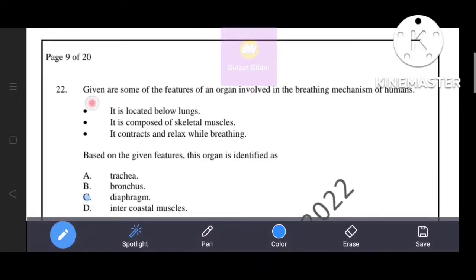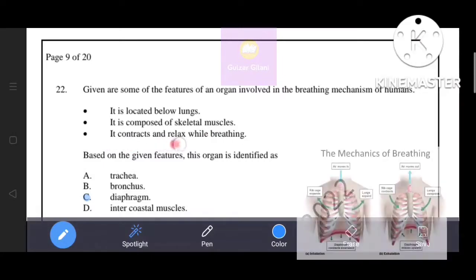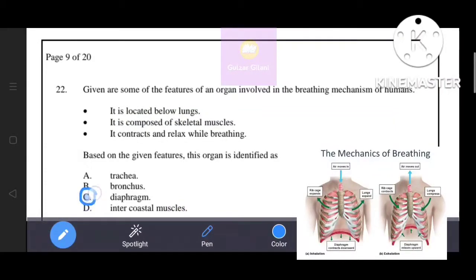Next question. Given are some of the features of an organ involved in the breathing mechanism of humans. It is located below the lungs. It is composed of skeletal muscles. It contracts and relaxes while breathing. Based on the given features, this organ is identified as located below the lungs. We identified it. Of the given options, the correct answer is option C, that is diaphragm. Option C, diaphragm, is the correct answer.